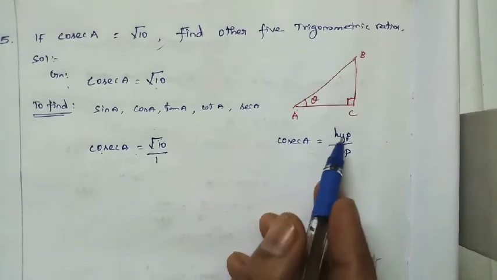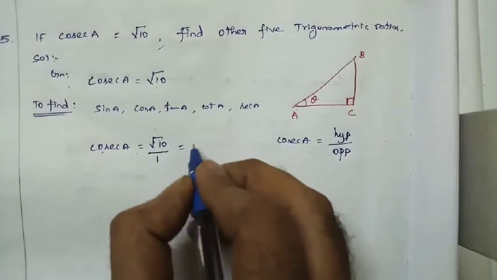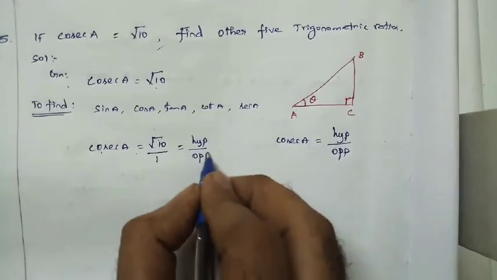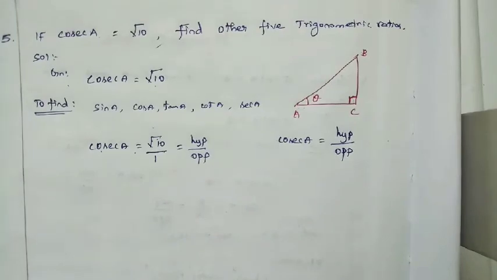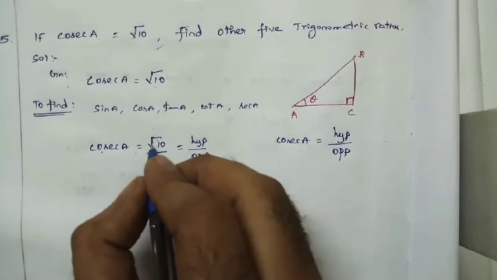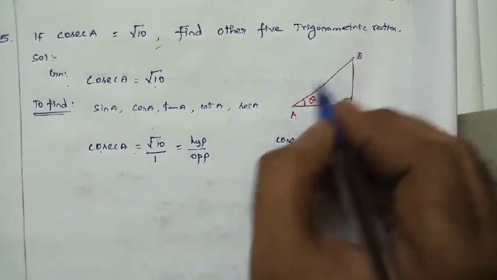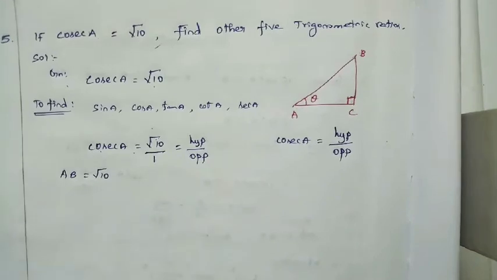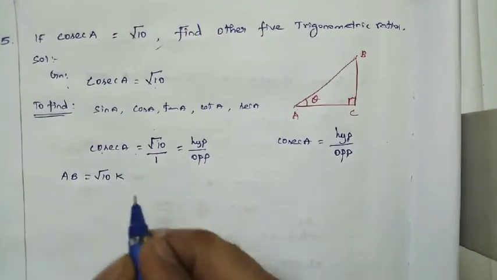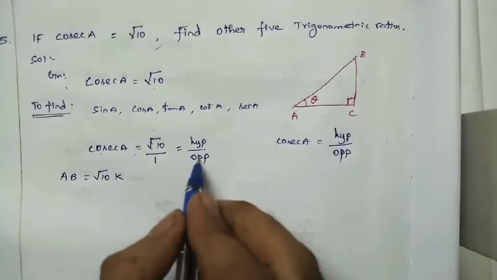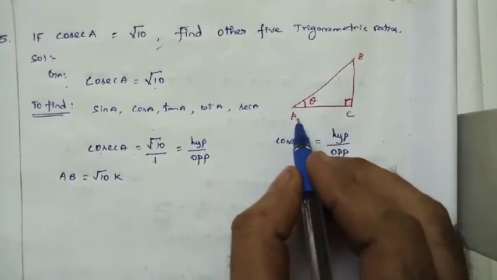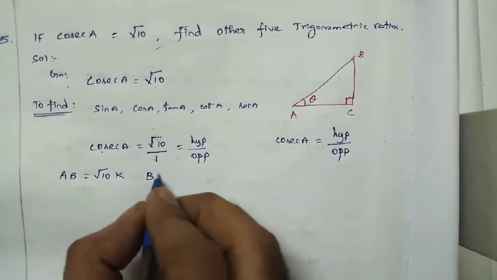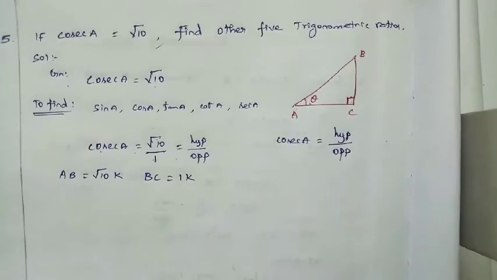So cosec A is equal to hypotenuse divided by opposite side. Here the hypotenuse is root 10 and the opposite side is 1. Root 10 is equal to the hypotenuse, that is the AB value. So AB is equal to root 10K, that's very important. And which side is the opposite side for theta? BC is the opposite side for theta. So BC is equal to 1K.